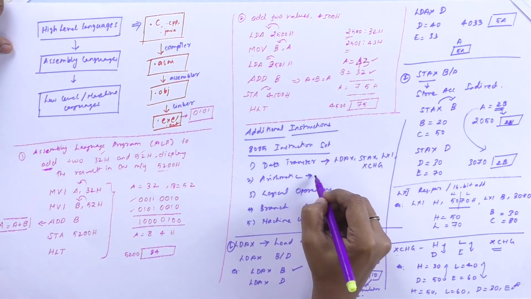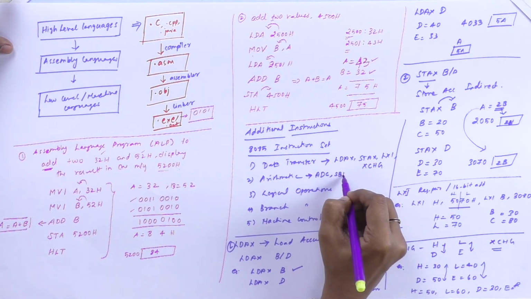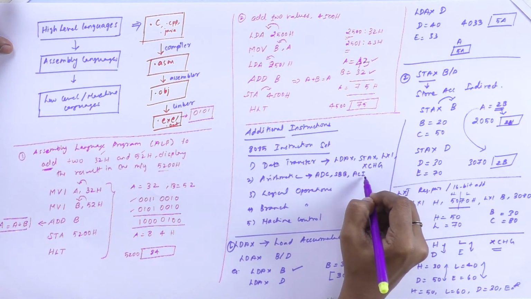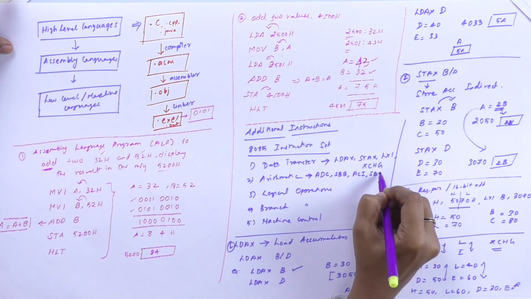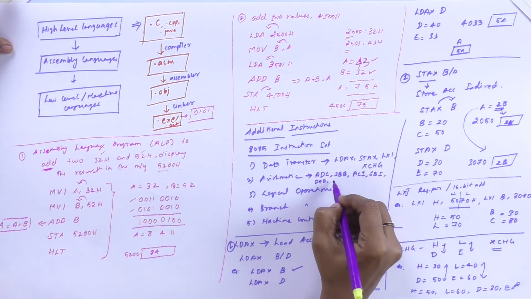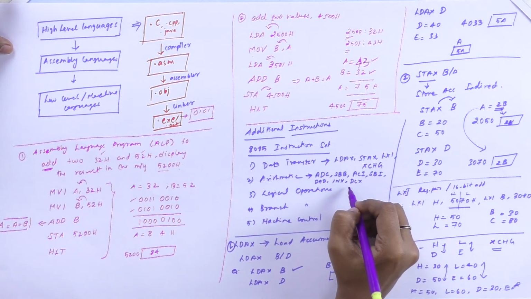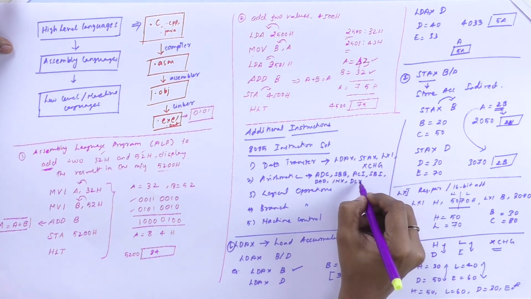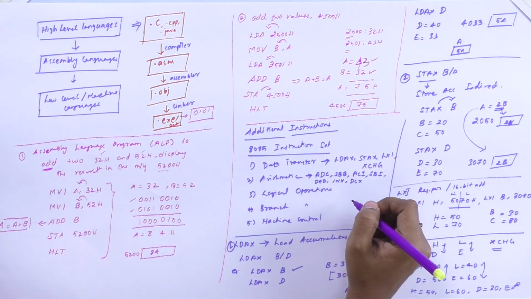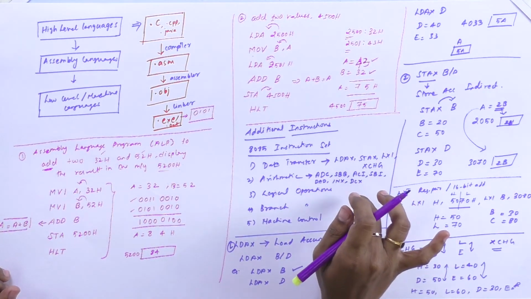Next are the arithmetic instructions. Some of the arithmetic instructions are ADC, that is add with carry, subtract with borrow SBB, then add with carry immediate ACI, subtract with borrow immediate SBI, then DAD double add, then INX increment register pair and DCX decrement register pair. Whenever you encounter this letter X, it means that register pair is involved in the corresponding operation. So these are examples of arithmetic operations. Let us see one by one.